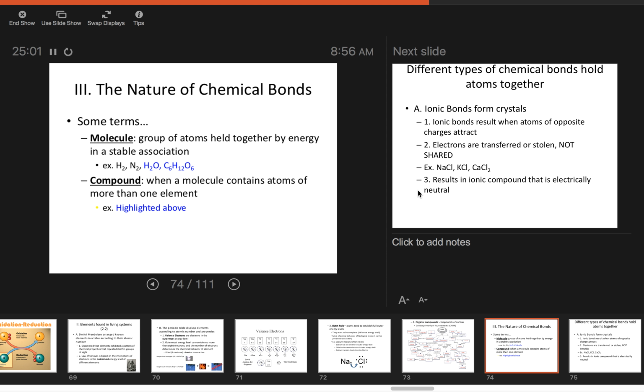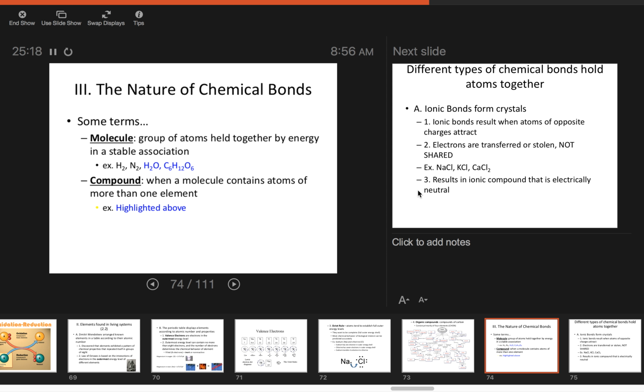Okay, nature of chemical bonds. So we're going to talk about how bonds are formed. Some terms you need to understand. So molecule and compounds. There is a difference between the two, because I can say a molecule of water, but then water is also considered a compound.